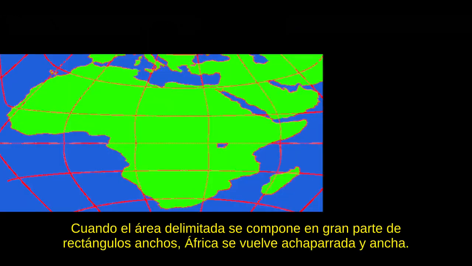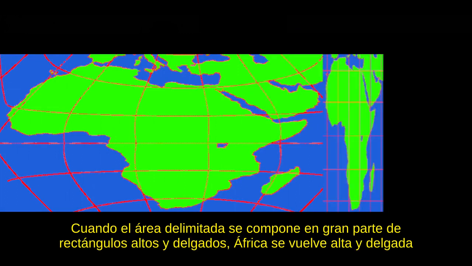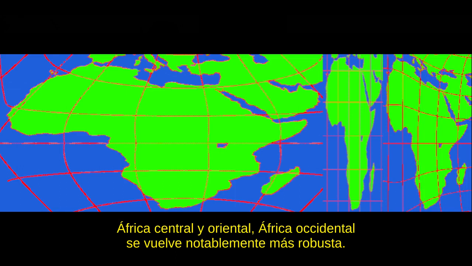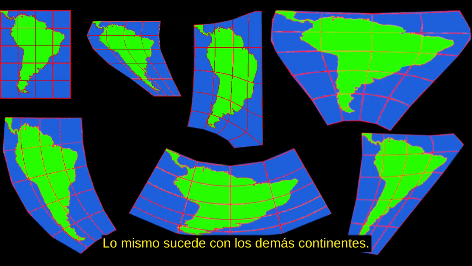When the bounded area is largely composed of wide rectangles, Africa becomes squat and wide. When the bounded area is largely composed of tall, thin rectangles, Africa becomes tall and thin. When the bounded areas containing Western Africa are thinner than the ones containing Central and Eastern Africa, Western Africa becomes noticeably more stout. The same thing happens with the other continents.